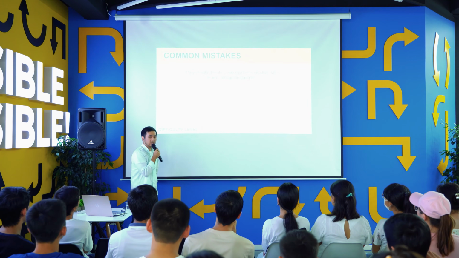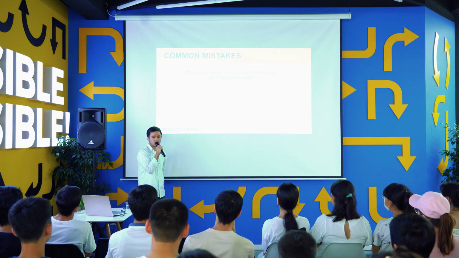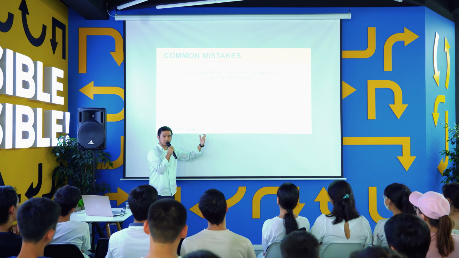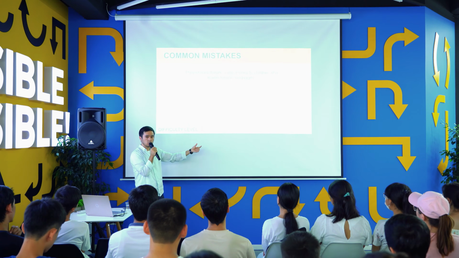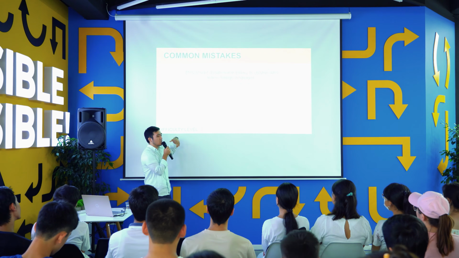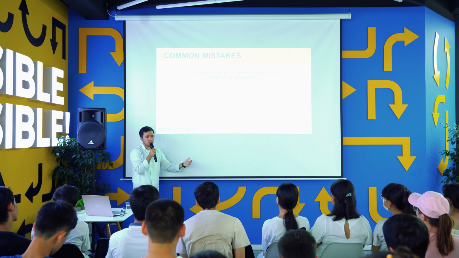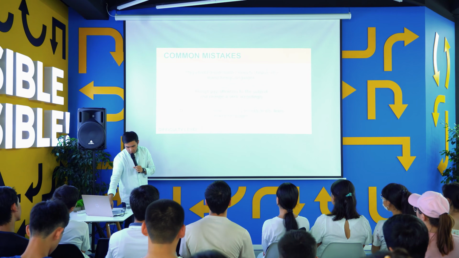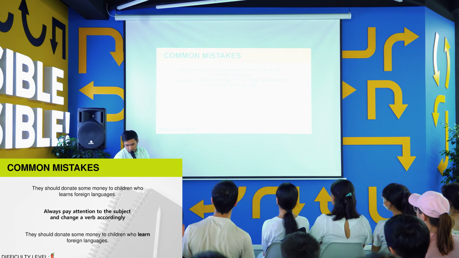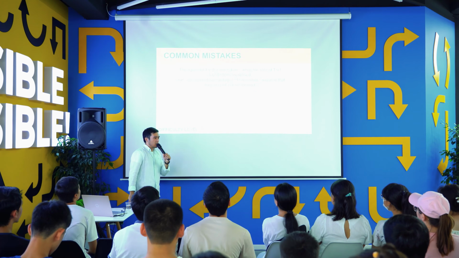So this is a subject-verb agreement mistake, okay? They should donate money to children who, that's a relative pronoun, and who is for children, which is plural, right? And we cannot say learns, it must be learn. Correct. So as I promised, this is an easy one. Always pay attention to the subject and change the verb accordingly. All right, 2 examples here from task 1.